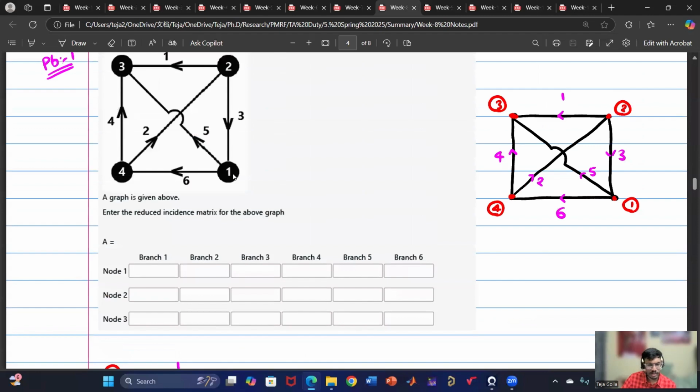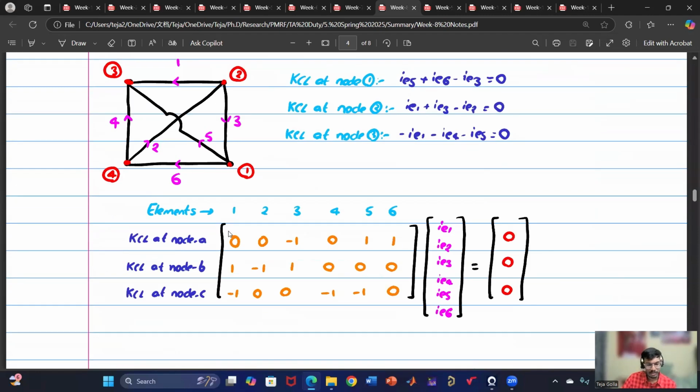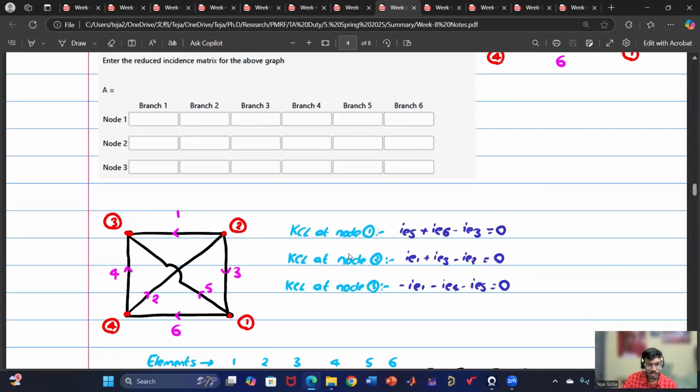Any circuit they have given, they're asking for A. So you have to apply KCL, and once you apply KCL, you will get this A matrix, and you just have to enter these values without making any mistake.